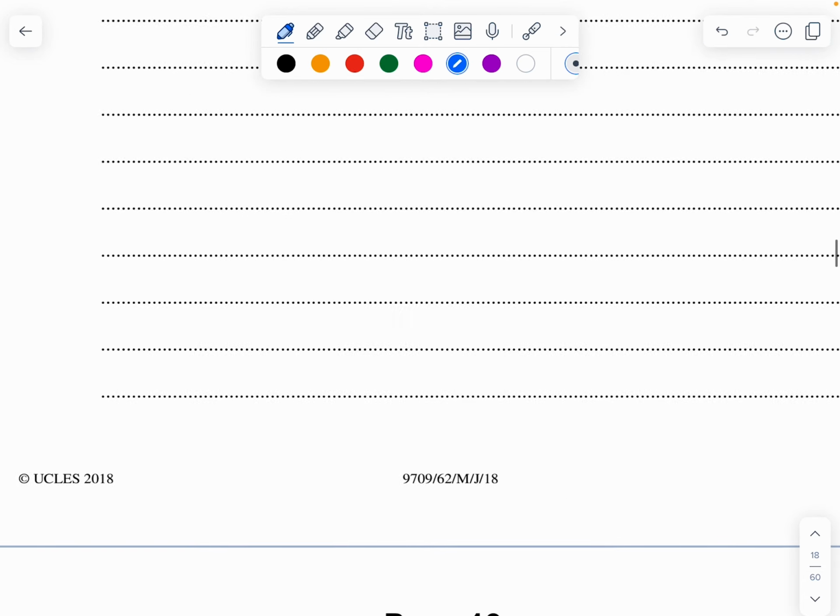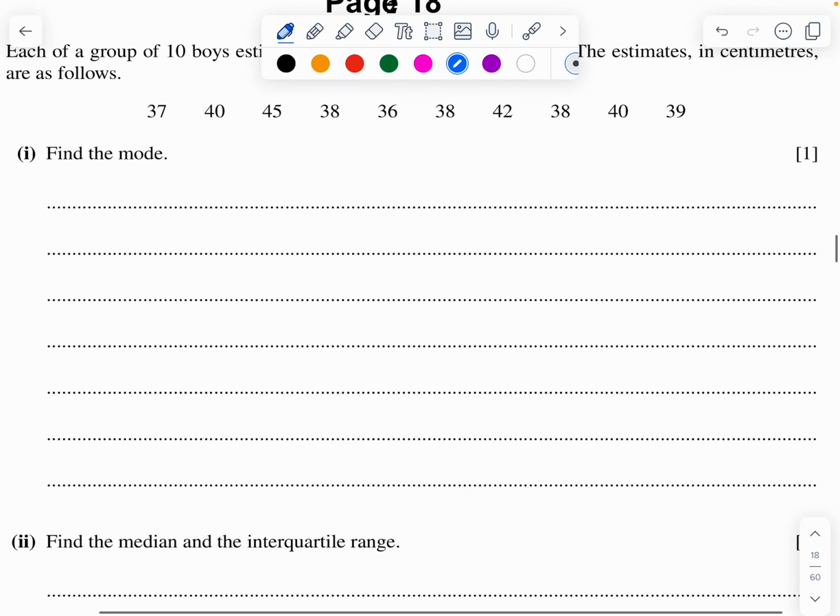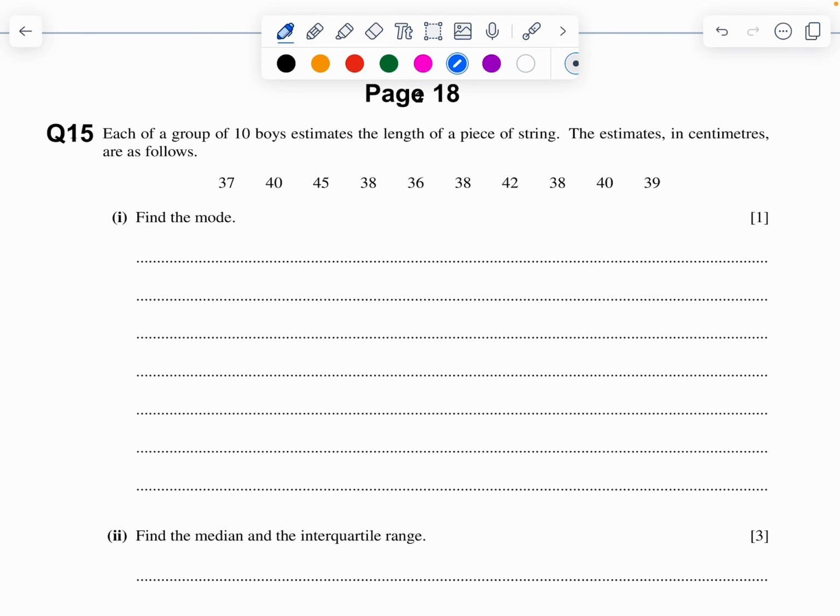Next question, May June 2018, question paper 62. So what is being asked over here? Each of a group of 10 boys estimates the length of a piece of string. The estimates are given. Find the mode. He is asking us to find the mode of this one.